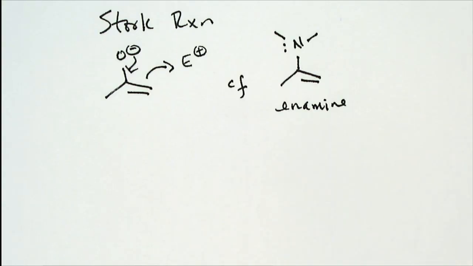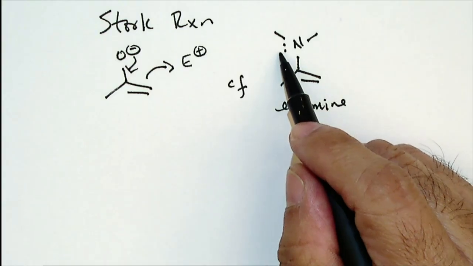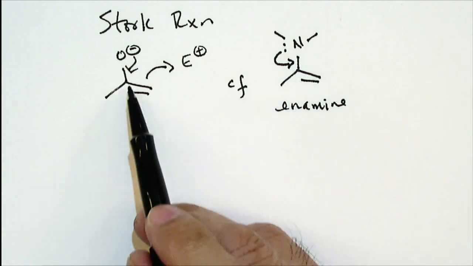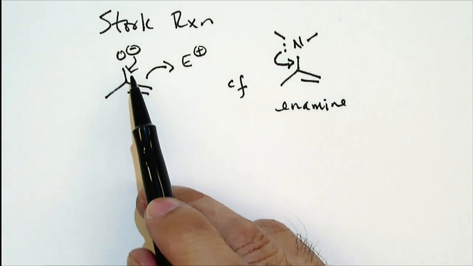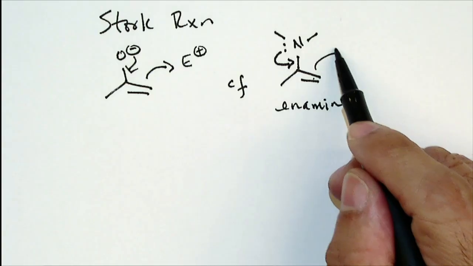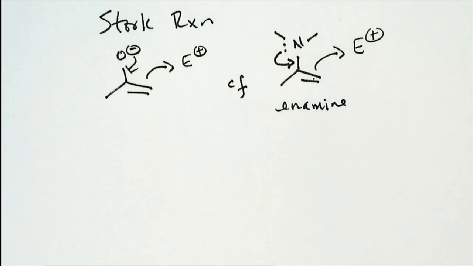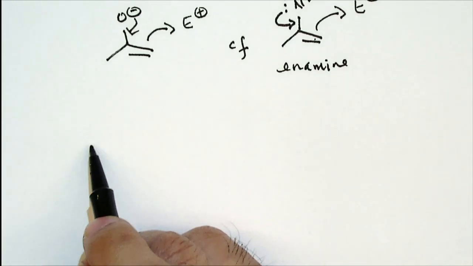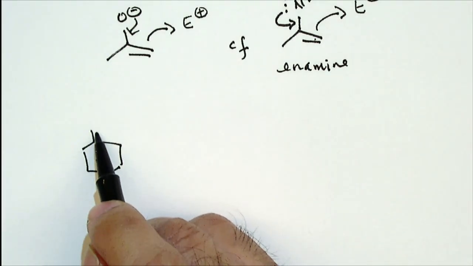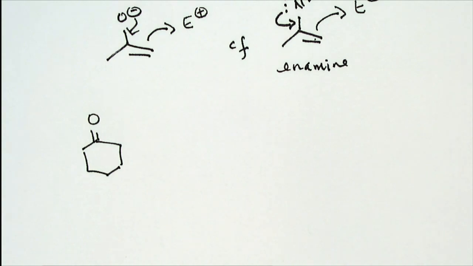And what Stork asked himself is, well, couldn't we do the same thing? Couldn't these electrons on the nitrogen come down, the equivalent of reforming your carbonyl, and then the alpha carbon here can reach over and attack an electrophile? And so what he did is essentially carry out a Michael addition, except he's using an enamine as opposed to an enolate. So here's how this happens. Let me just start from the very beginning to remind you, and you can look at that video to remind yourself of the mechanism.